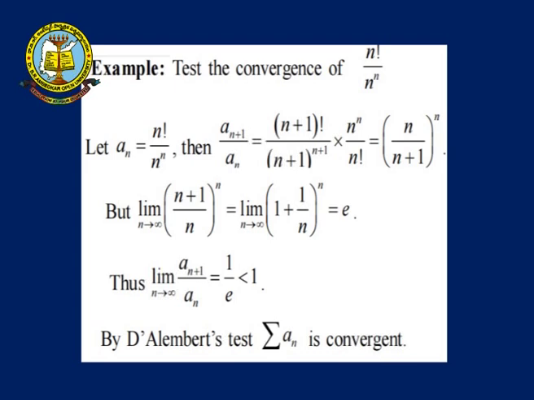Now I will apply the limit. Limit n tends to infinity of (n plus 1) by n whole power n equals limit n tends to infinity of (1 plus 1 by n) whole to the power of n, which is clearly equal to e. So the limit of a n plus 1 by a n is equal to 1 by e, which is less than 1. Therefore, the series is convergent by D'Alembert's ratio test.